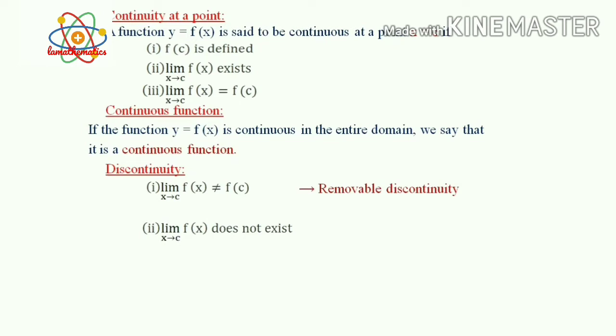Second, limit x tends to c f of x does not exist. That is, left limit and right limit exist but are not equal. Also, f of c may or may not be equal to left limit or right limit. That is, limit x tends to c f of x does not exist. This discontinuity is called discontinuity of first kind.